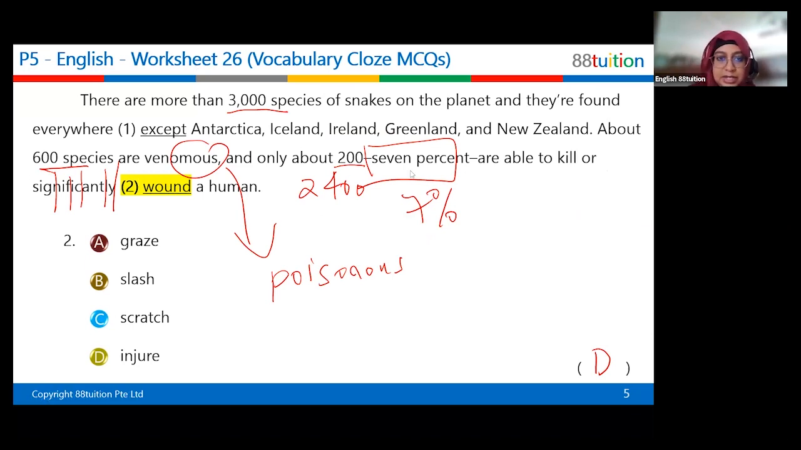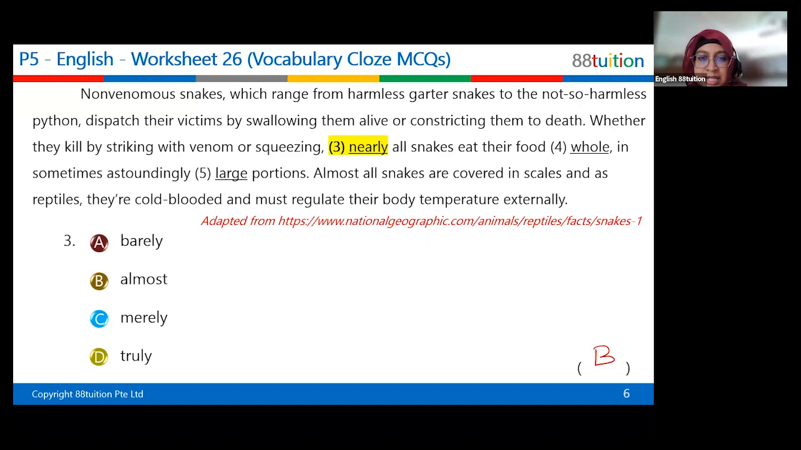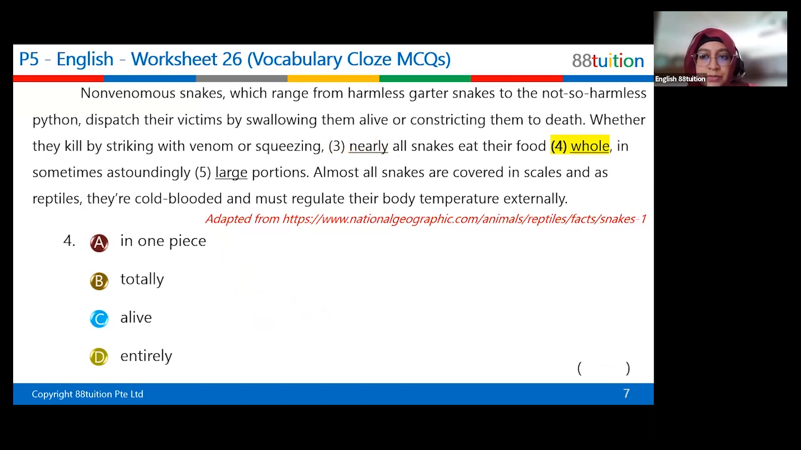And imagine, they actually swallow the victim alive. Can you imagine how big the snake's throat is? It can put a whole human being or whatever animals inside. Wow, that is so scary. So they kill by striking with venom, basically with poison. They will bite them with all this poison, and nearly all snakes eat their food whole. Nearly means almost. They don't even chew their food. They eat everything whole, just swallow and swallow and swallow. So that's how they eat.